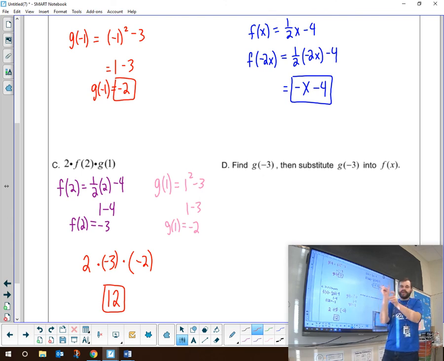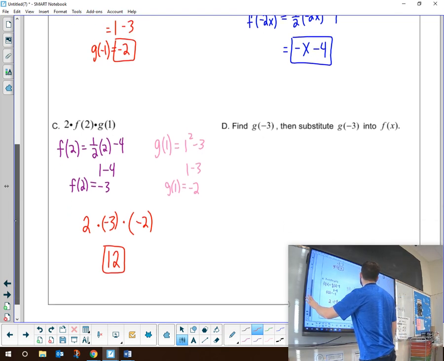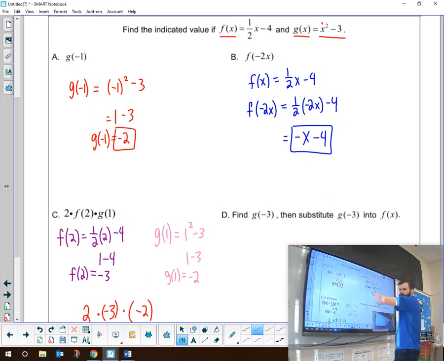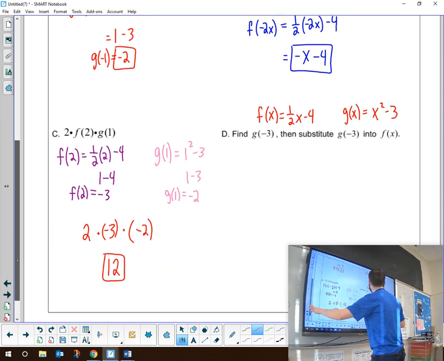So sometimes we can plug in multiple things and then just multiply them together or add them together or whatever. So just plug it in first, figure out what your number is, and then add or subtract or multiply them together, okay? All right, here's our last one, letter D. Okay, so what I'm going to do first, so I don't have to keep scrolling up and down, is write my equations above it right here, okay? So I'm going to write f of x equals 1/2 x minus 4, and g of x equals x squared minus 3. Okay, so there are my two equations.